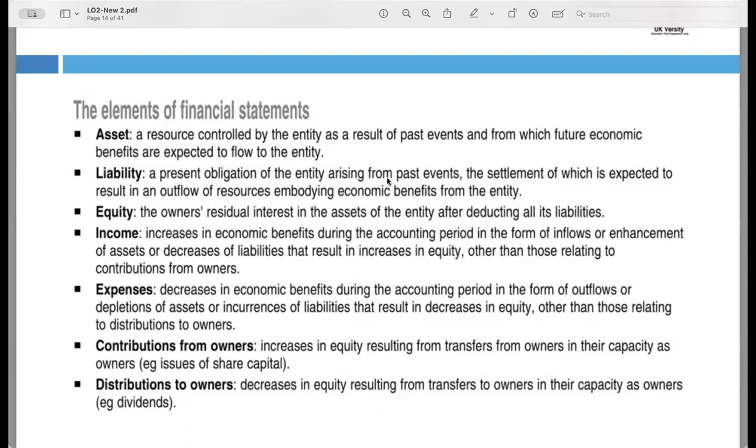Expenses are decreases in economic benefits during the accounting period in the form of outflows or incurrence of liabilities. The result is a decrease in equity, other than those relating to distributions to owners. Expenses include cost of goods sold, wages, rent, and depreciation.